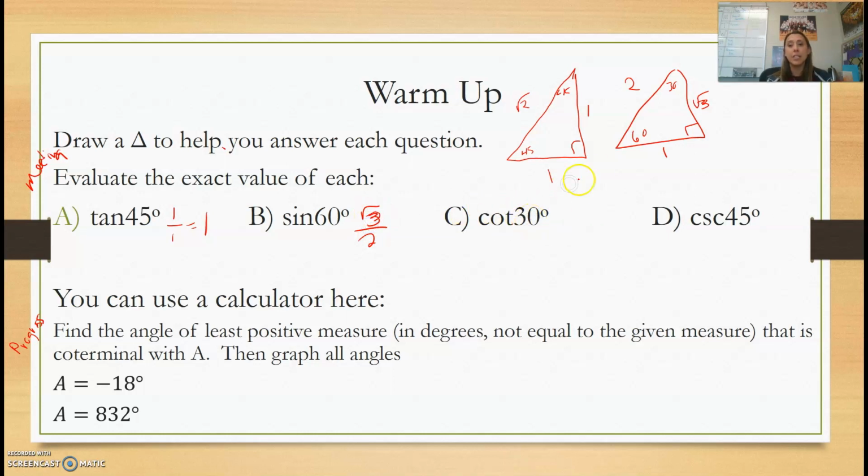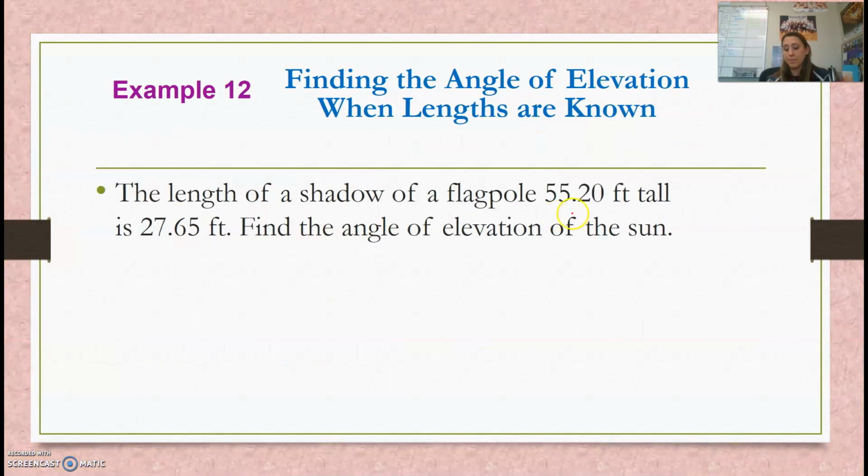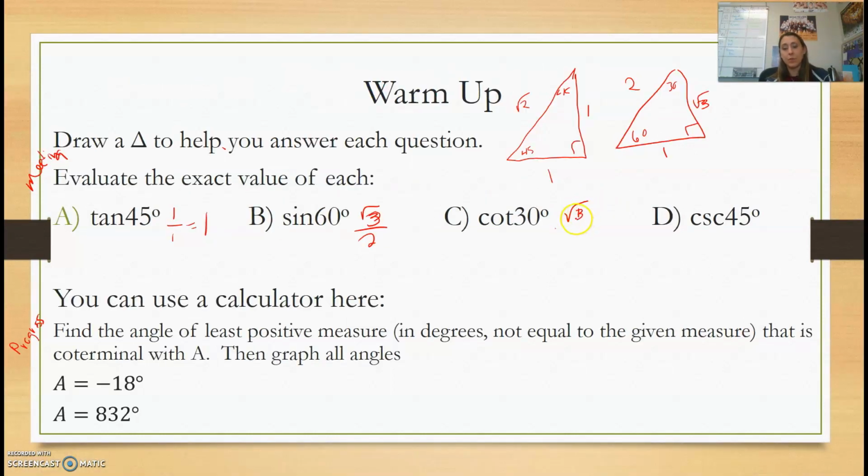Then we have the cotangent of 30. Cotangent is adjacent over opposite, so our adjacent is going to be the square root of 3 over 1, which is just equal to the square root of 3. And then our cosecant of 45. Cosecant is the reciprocal of sine. So sine is opposite over hypotenuse, so cosecant has to be hypotenuse, which is the square root of 2 over 1, which is just the square root of 2.